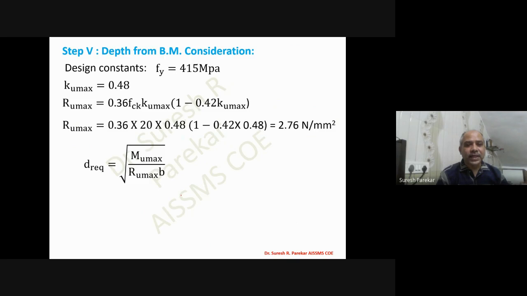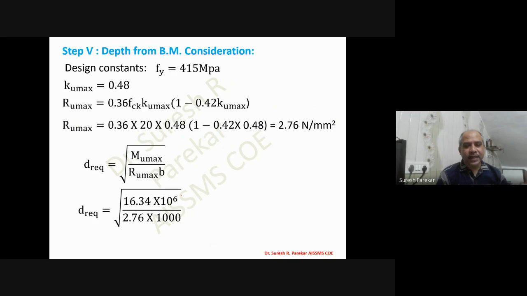Now by substituting these values in the equation for d required, which is equal to the square root of Mu max upon Ru max into b, we take b as 1000 millimeter, because in slabs the width is always taken as 1 meter. So we find the reinforcement for 1 meter, and it will be kept the same in the remaining portion. Therefore b is taken as 1 meter here.